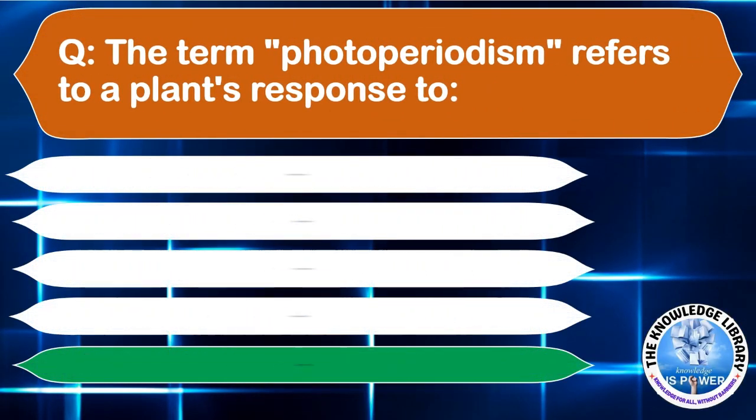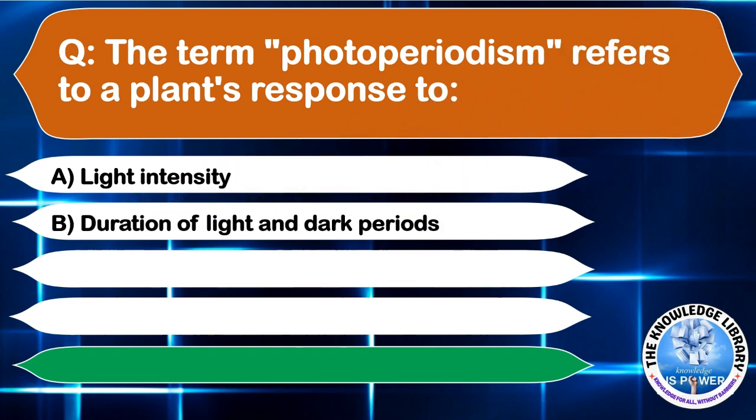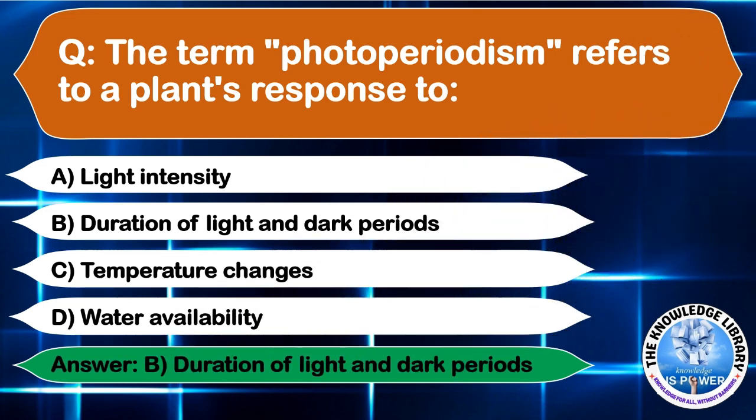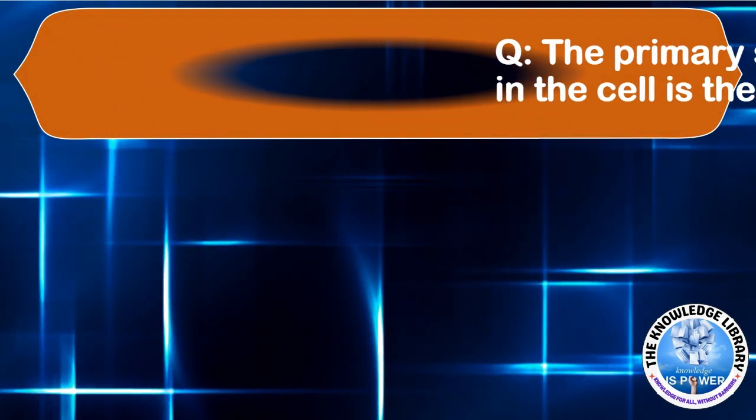The term photoperiodism refers to a plant's response to option A, light intensity. Option B, duration of light and dark periods. Option C, temperature changes. Or option D, water availability. The correct answer is option B, duration of light and dark periods. Moving to the next question.